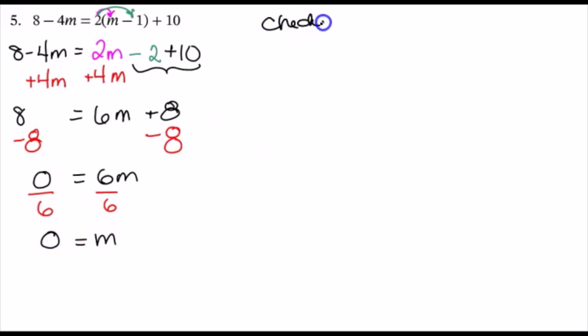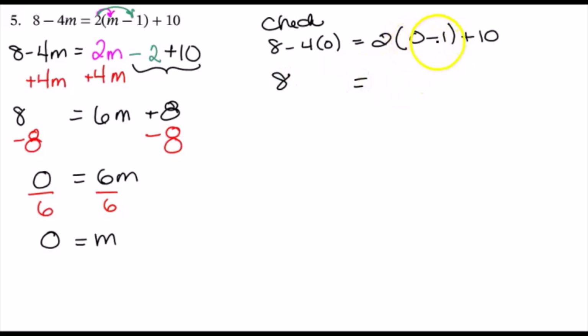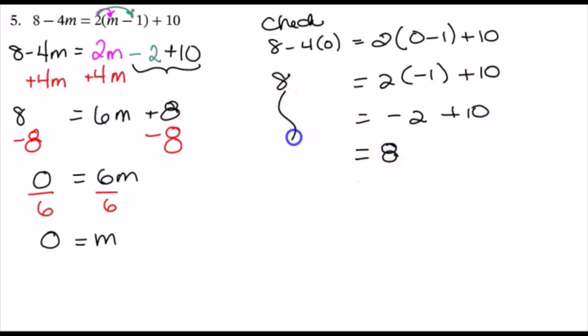Now I want to check. 8 minus 4 times 0 is just going to be 8. Is equal to 2 times 0 minus 1 plus 10. So 8 is equal to 0 minus 1 would be negative 1. That would be negative 2 plus 10, which is indeed 8. That's true, so our solution here is 0 equals m.